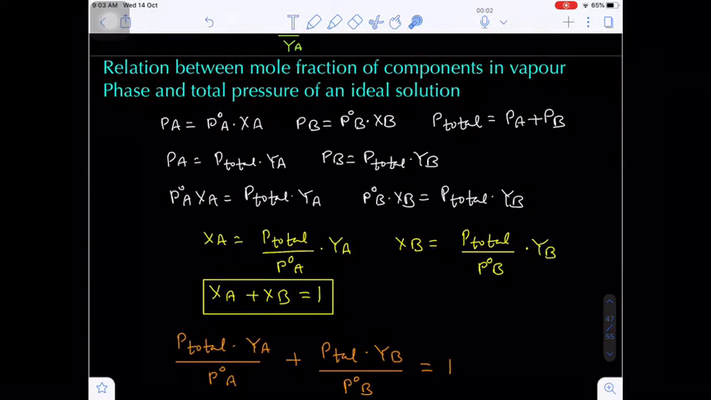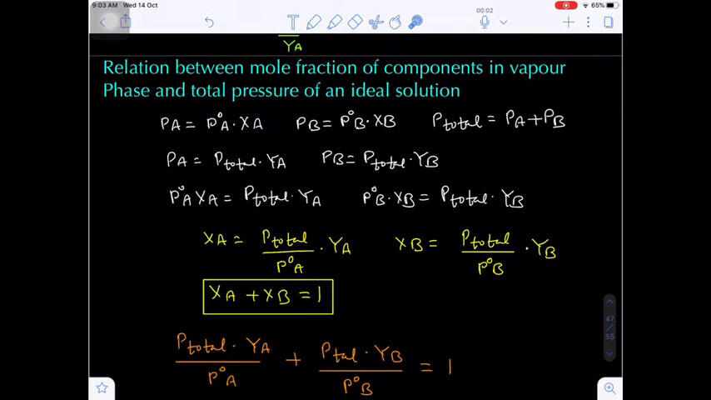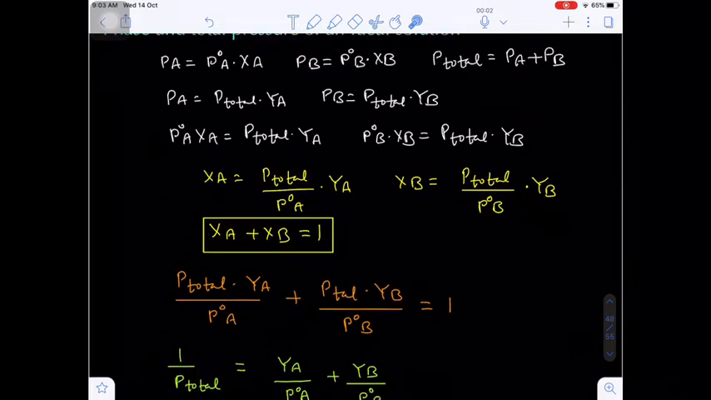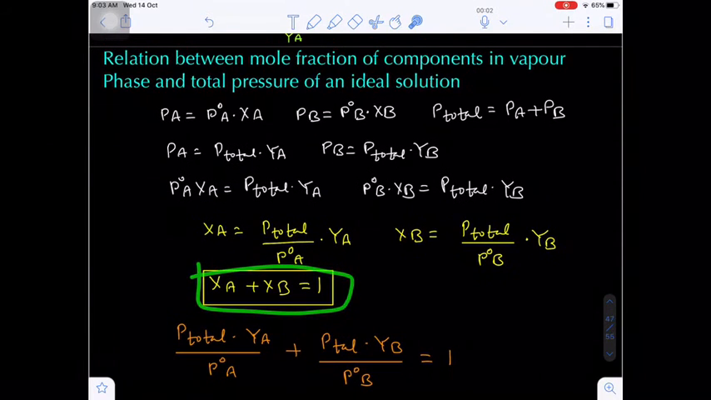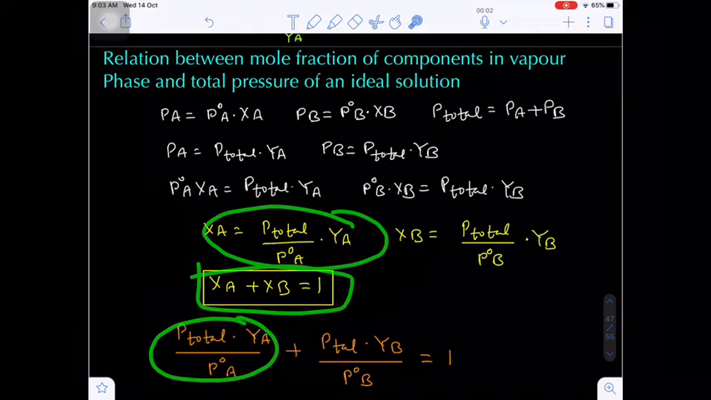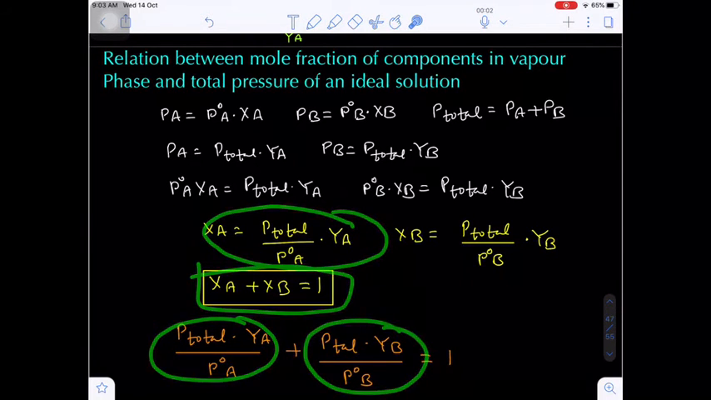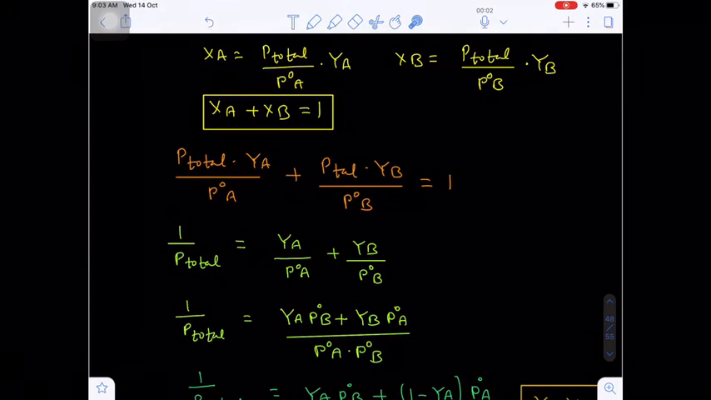Okay, and one more relation, that will be the relation between the mole fraction of a component in the vapor phase and total pressure of the ideal solution. Relation between the mole fraction of components in the vapor phase and the total pressure of an ideal solution. Okay, now here Xa plus Xb equal to 1. Yes, here Xa will be equal to P total by P naught A into Ya, and Xb will be equal to P total by P naught B into Yb.